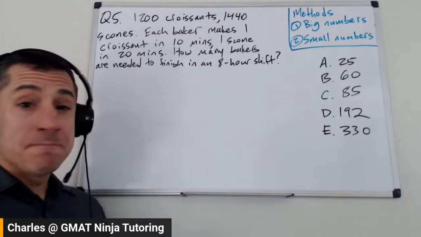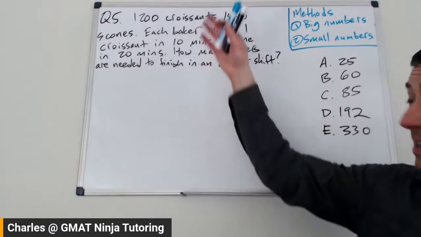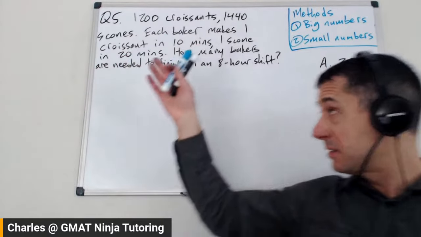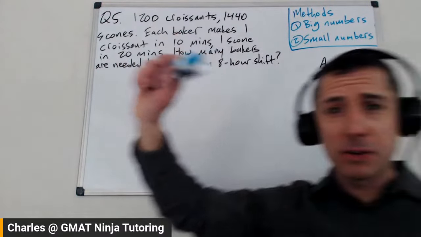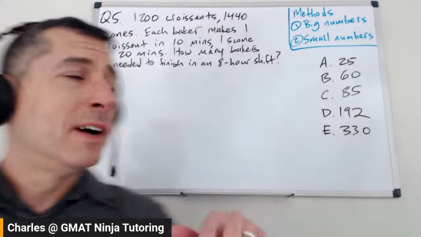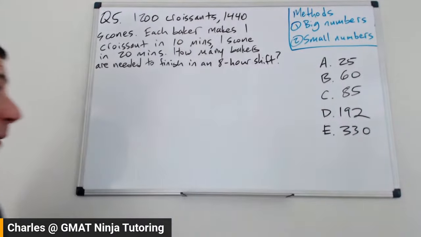Okay. Great classic GMAT style word problem. I got a whole bunch, except mine has food because that's the only thing I can think about. All right, 1,200 croissants, 1,440 scones. Every baker can make a croissant in 10 minutes, 20 minutes to make a scone. How many bakers do we need to finish this gigantic order of baked goods on an 8-hour shift?